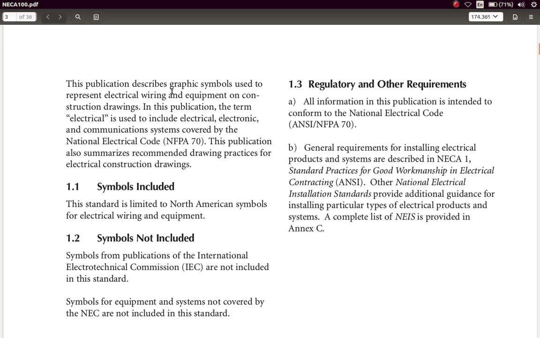This publication describes graphic symbols used to represent electrical wiring and equipment on construction drawings. In this publication, the term electrical is used to include electrical, electronic, and communication systems covered by the National Electrical Code and the National Fire Protection Agency 70. This publication also summarizes recommended drawing practices for electrical construction drawings.